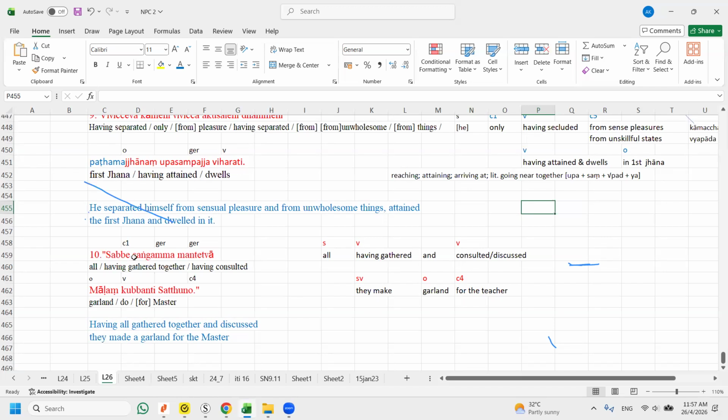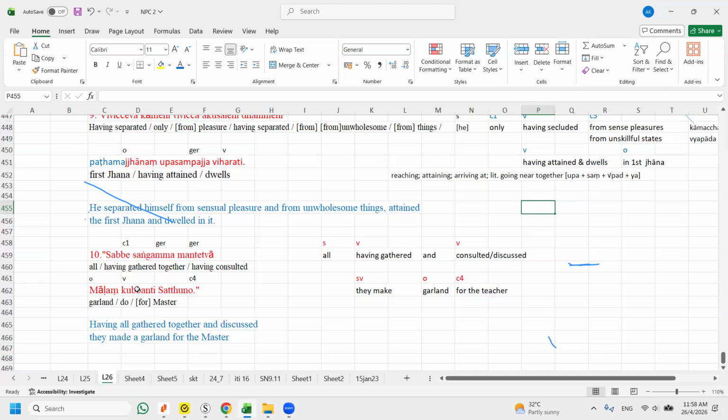Number 10. Okay, this is a pronoun. Sabbe, sabbe is plural. This is also a jaran. All the MMA is usually a jaran. Sangamma. This is a mantetva. That means here is all, here is having gathered. And then two jaran, so I put N. In this case, mantetva comes from the word man, either consult or discuss. After that, here you can see plural.